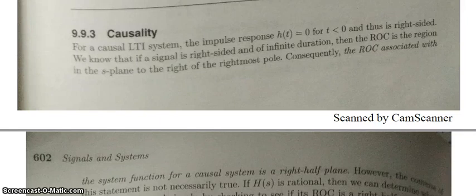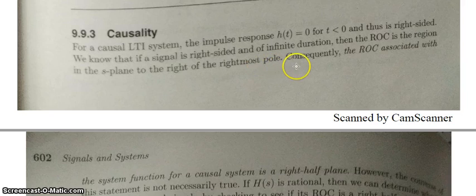In this lecture, we'll discuss the causality of a given LTI system. We know for a causal LTI system, the impulse response h(t) equals 0 for t less than 0, and thus the system is right-sided. That is, if a signal is right-sided and of infinite duration, then the ROC is the region in the s-plane to the right of the rightmost pole.